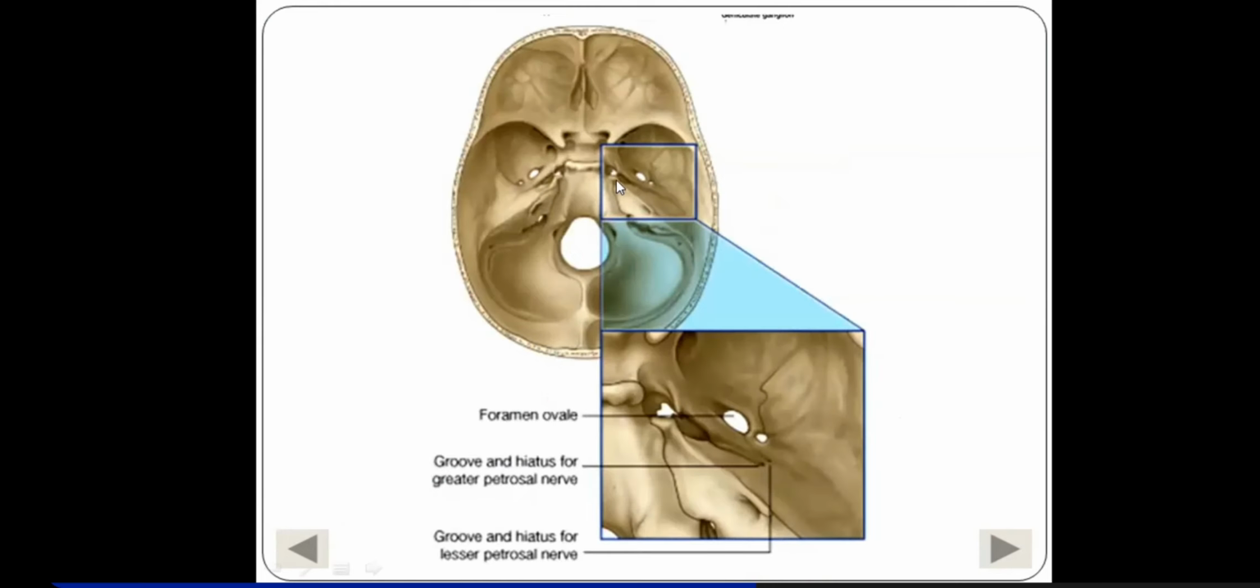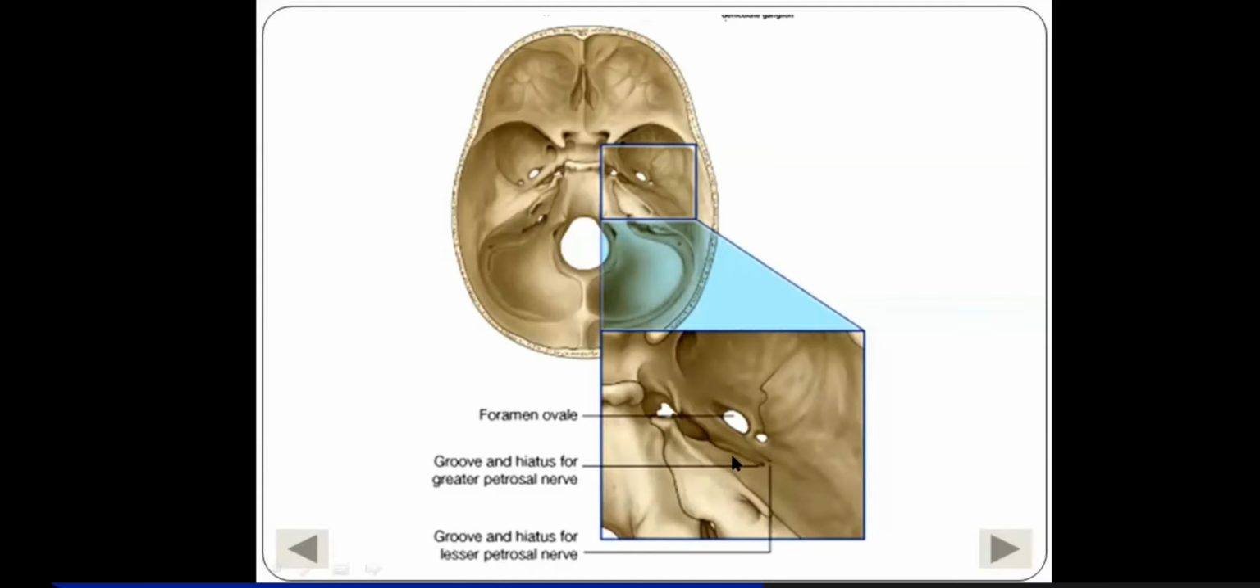Now, for people who haven't understood the relations here, this is the floor of the cranial cavity seen from inside. This is the petrous temporal bone, right? And this anterior surface, which you're seeing as the posterior wall of the middle cranial fossa, this portion is called tegmen tympani. And on this tegmen tympani, there will be two small openings. These are the hiatus for the greater petrosal and the hiatus for the lesser petrosal nerve.